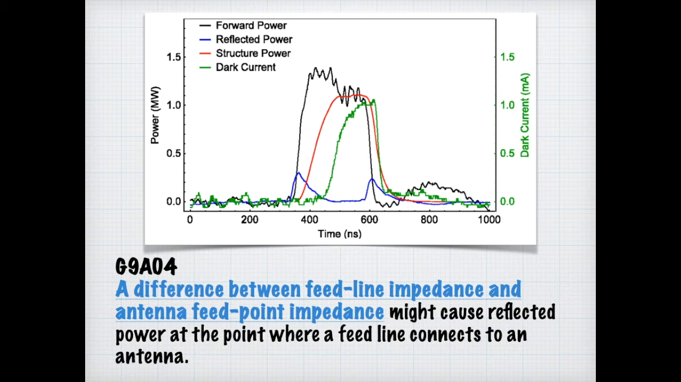You'll often hear the phrase reflected power, and it boils down to being kind of a difference between the feed line impedance and the antenna feed point impedance. For the exam, you need to know that a difference between feed line impedance and antenna feed point impedance might cause reflected power at the point where the feed line connects to the antenna.